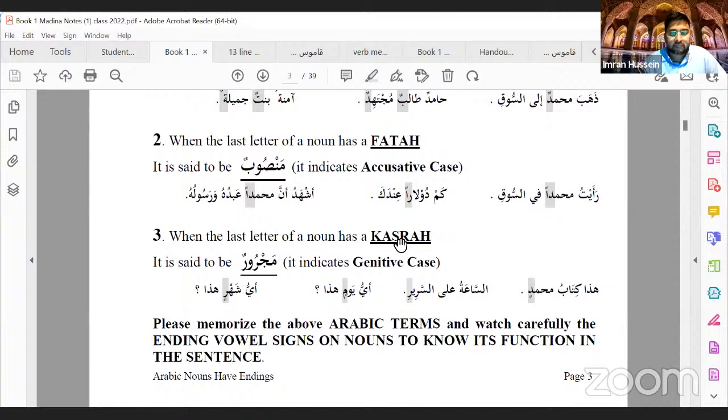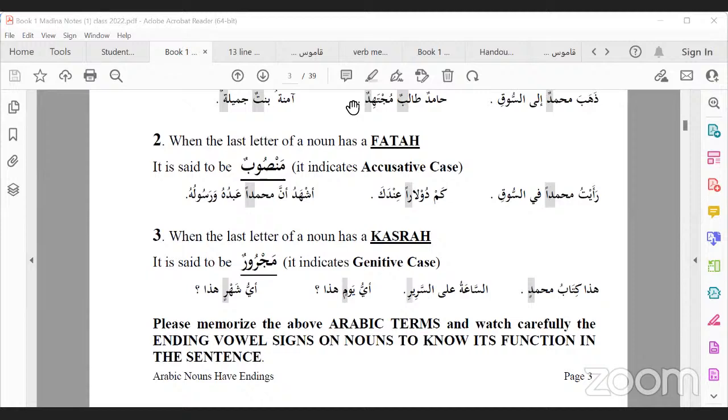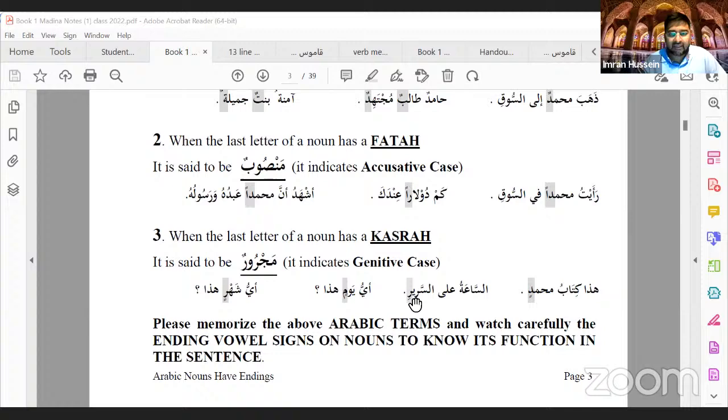And then the next one is called halatul majrur. For example, we say as-sa'atu ala sariri. Ala is harf jar, as you know, which means the watch is on the bed. So ala is coming and the noun is getting a kasra. Now, the noun, the verbs itself.